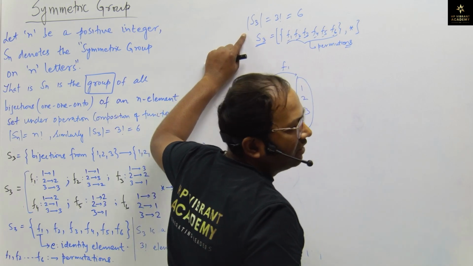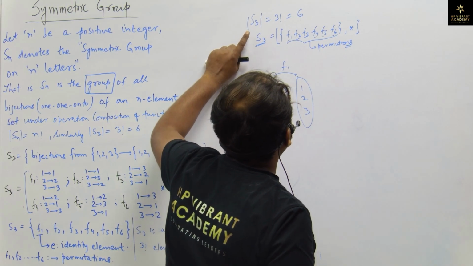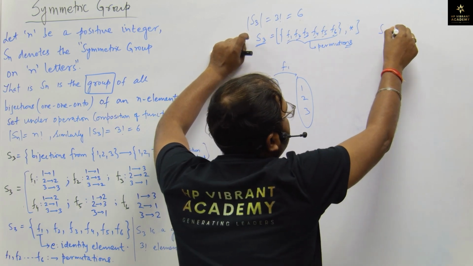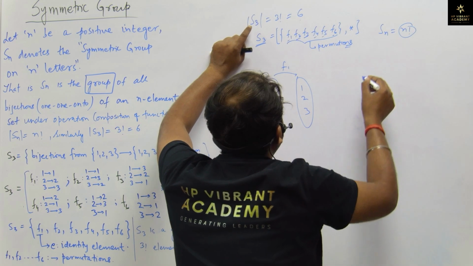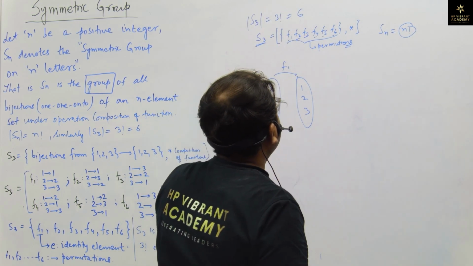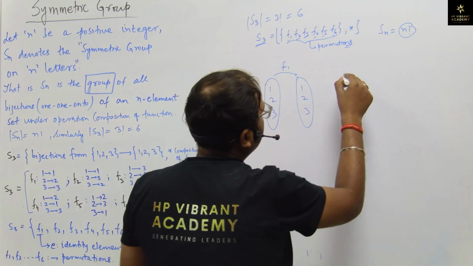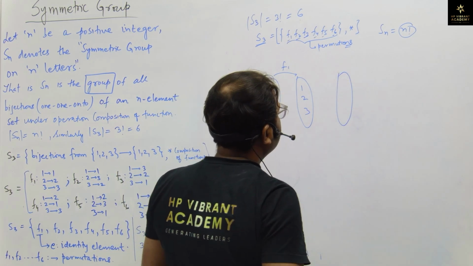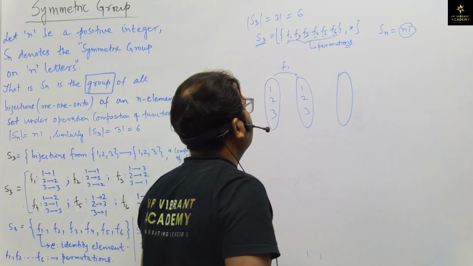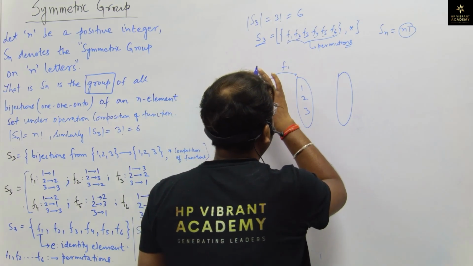Okay, so we have already calculated that the number of mappings on a group Sn is nothing but n factorial. So this S3 will have 3 factorial number of mappings, that is 6 mappings. So this is F1 and this mapping is from set A to set A. Set A has n letters, and here n is 3.